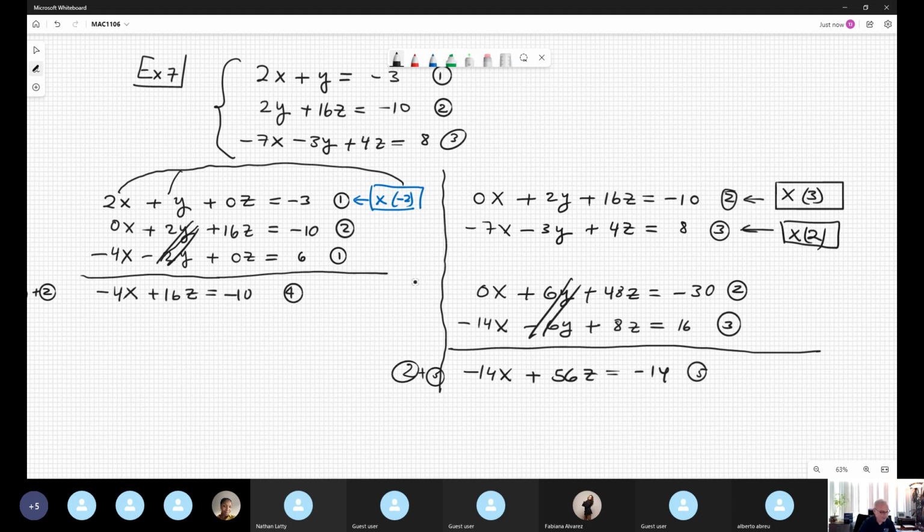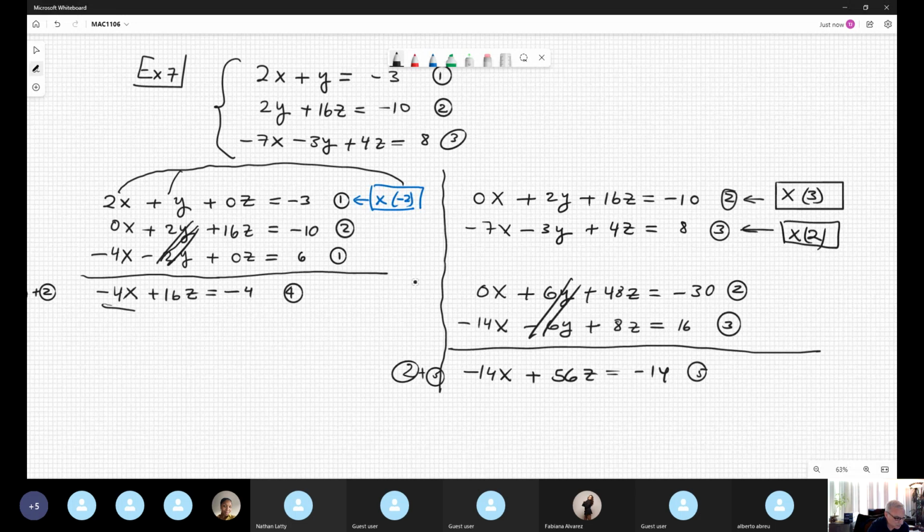But before this, let me try. No, I make a mistake here. Look, I make a mistake. Here, 1 and 2 is negative 4. Because negative 10 plus 6 is negative 4. Okay, let me try to simplify a little bit. I look at equation number 4. Wow, there are too many 4s, or at least the coefficient is divisible by 4.